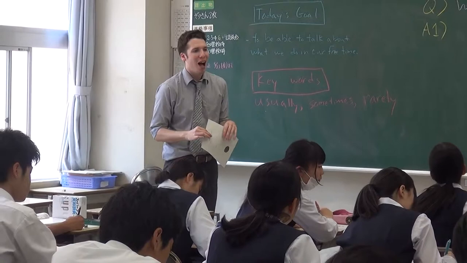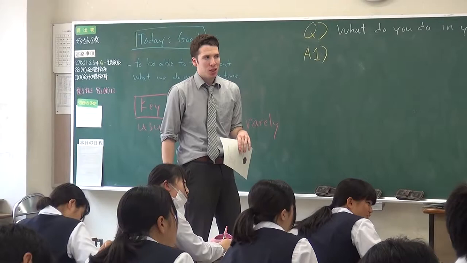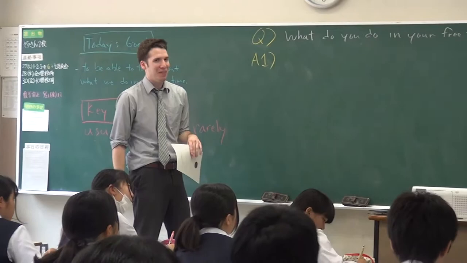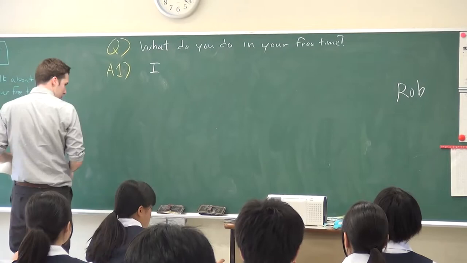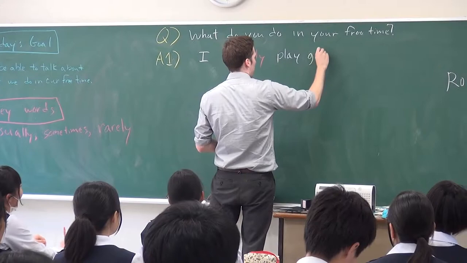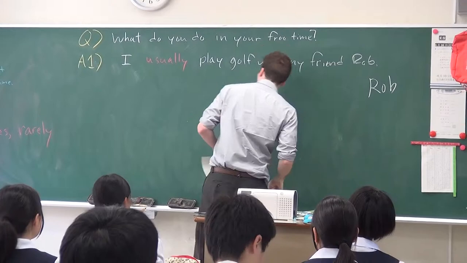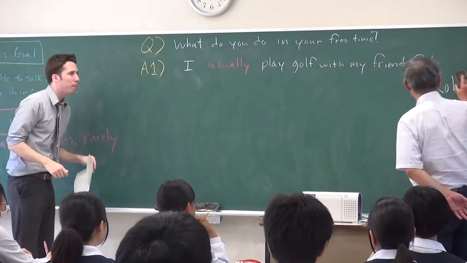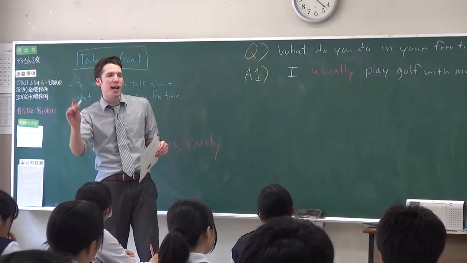Maybe one more time. I usually play golf with my friend Rob. Oh, very good. Okay, so let's go over what the answer is. So what did you guys get? I usually play golf with my friend Rob. So remember, Rob is a name, so please capitalize the letter. So big R for Rob. Alright, very good. So the second answer, answer two.